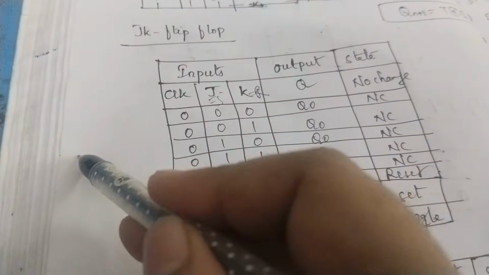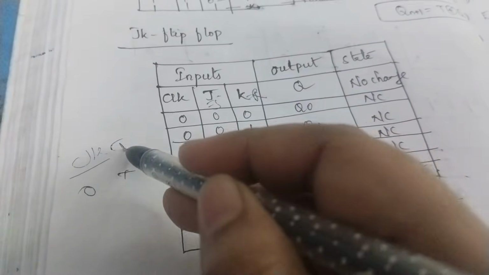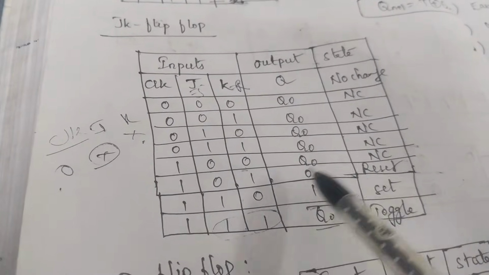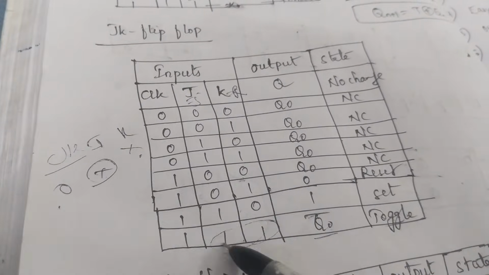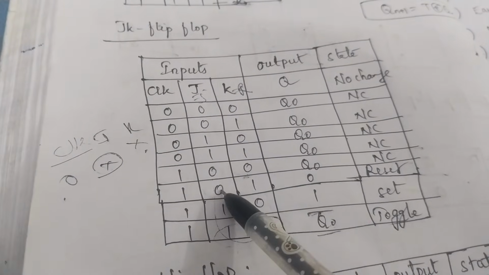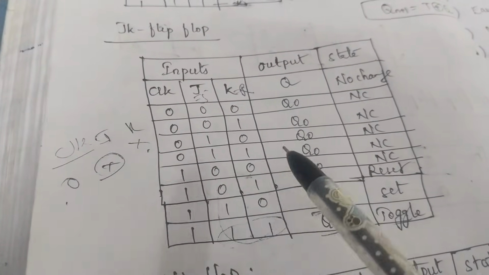So here also in the textbook again the same thing will be there. Clock is 0, J input is X and K input is X. Here X means it can take any value, 0 or 1. So if clock is 0, the output is not going to change. If clock is 1, J 0, K 0, output will again be no change. The actual operation starts from here. When clock is 1, J is 0, the output is 0. So output follows the J input, exactly what happened in the case of the SR flip-flop.